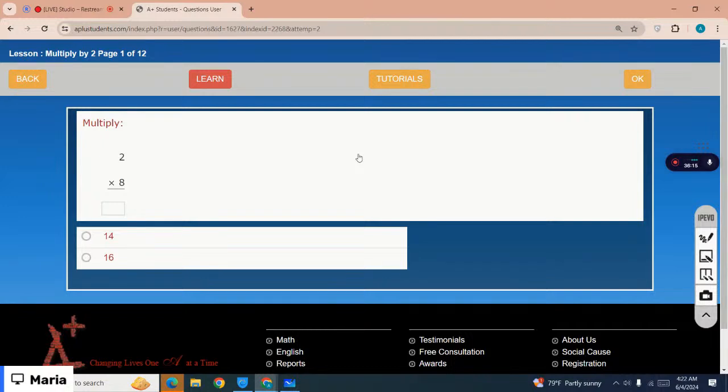2 times 8, which is the correct option? 2 times 8 is 16.